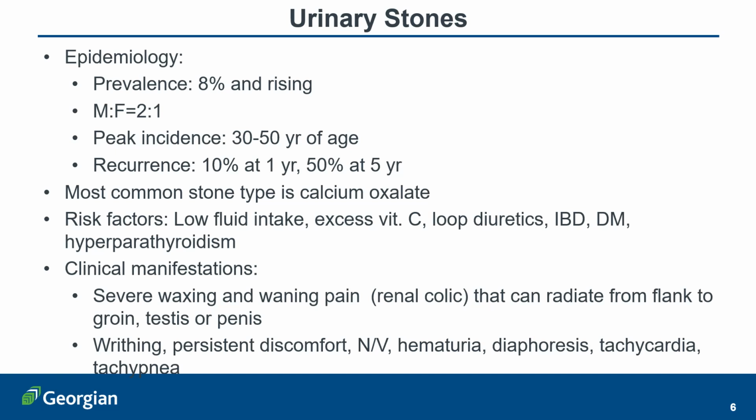Other clinical manifestations include writhing and persistent discomfort. The client tries to move into a position that is more comfortable, but it really isn't. And so you have those writhing movements that occur. And when the pain gets really severe, you can get nausea and vomiting, diaphoresis, tachycardia, and tachypnea. The hematuria occurs when the movement of the stone damages the mucosal lining of the tubular structures or within the bladder itself, or for that matter within the kidney itself as well, for nephrolithiasis.